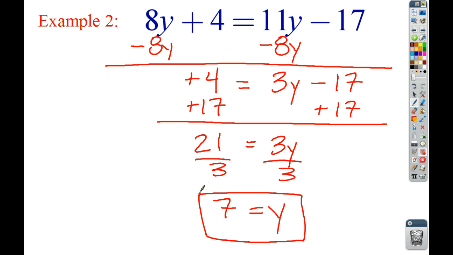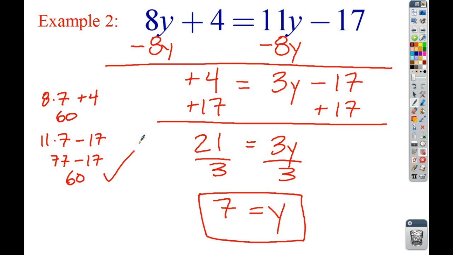Okay, and let's go ahead and plug it back in. And so I'm going to do 8 times 7 plus 4. So let's see, this is 56 plus 4, that's 60. Okay, so then let's do the other side. 11 times 7 minus 17, so that's 77 minus 17. Yep, that equals 60 also. All right, my answer checks out.